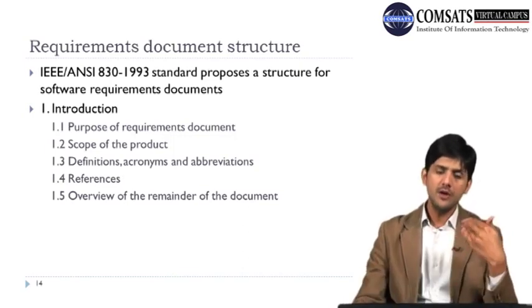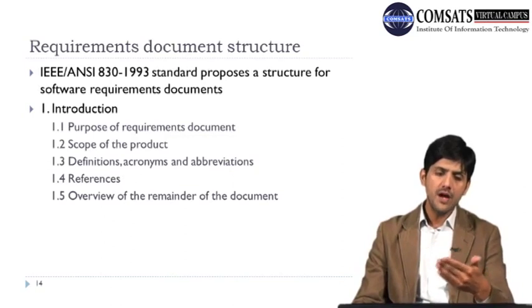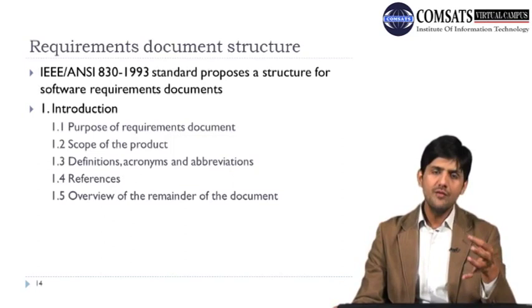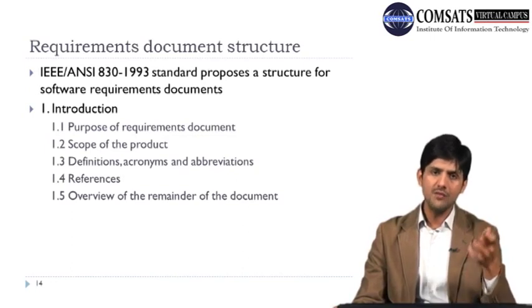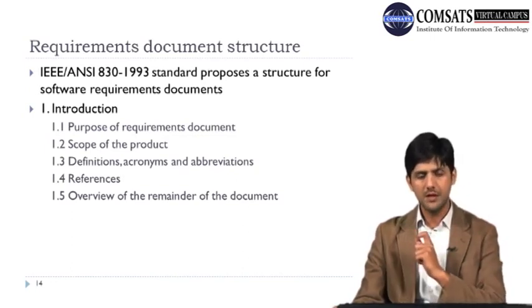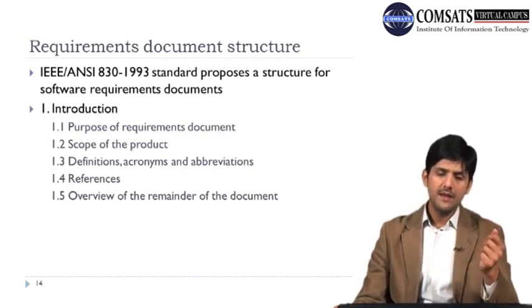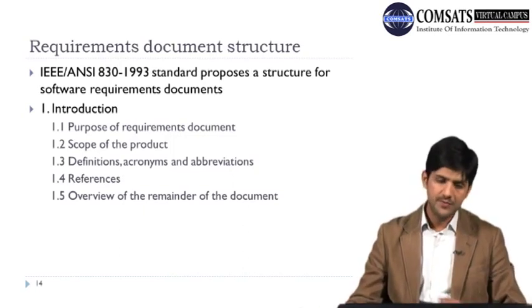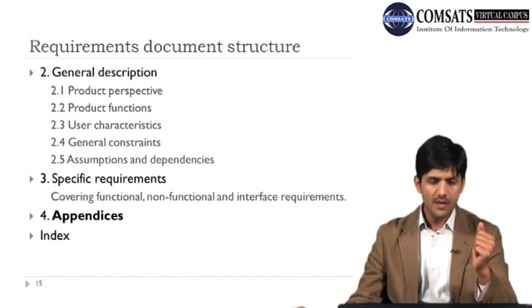So normally a requirements document starts with an introduction section, where we mention the purpose of this requirements document. We briefly describe the scope of the product. We mention all the definitions, acronyms, and abbreviations that we are going to use throughout this document. We mention any references, and then we give an overview of what would be followed in the rest of the document. So this is mainly the first main section of the requirements document.